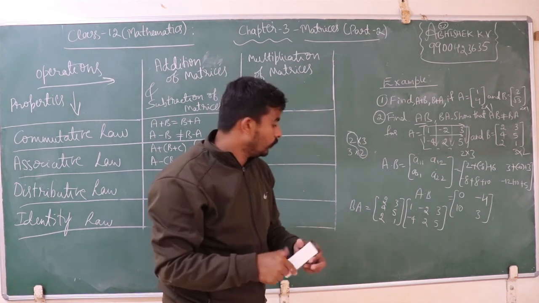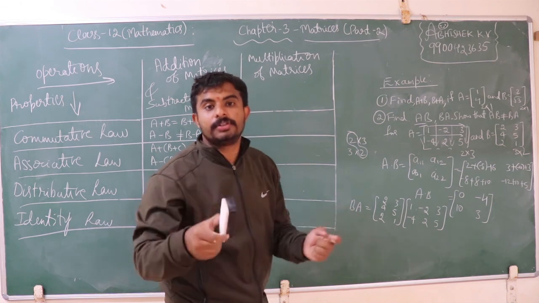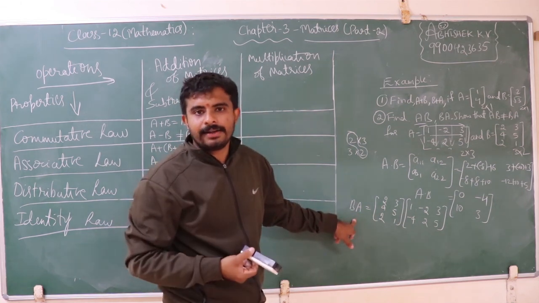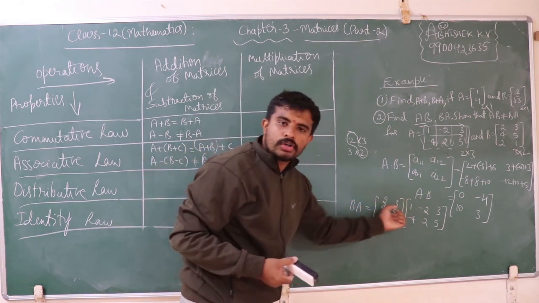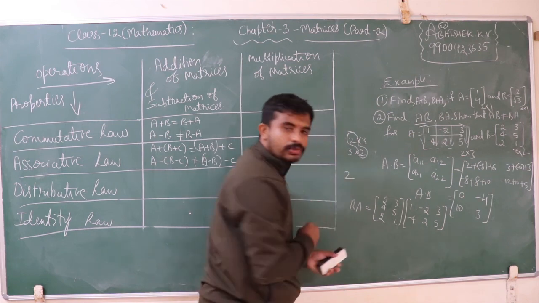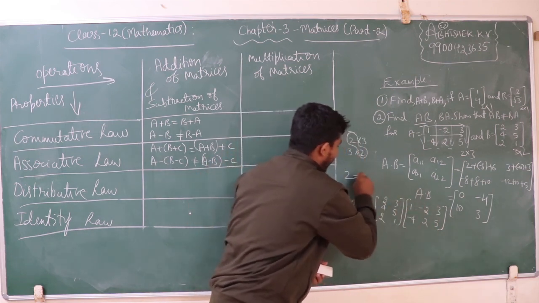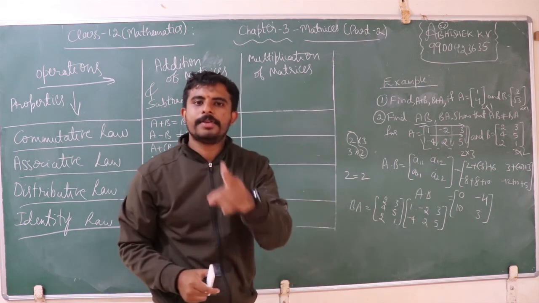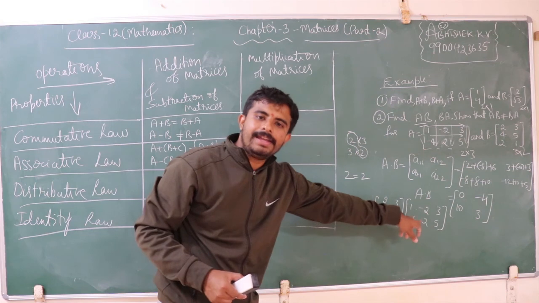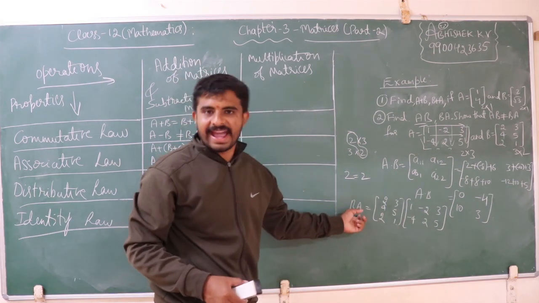First step is to check whether the number of columns of the first matrix is equal to the number of rows of the second matrix. The number of columns of B is 2. The number of rows of the second matrix A is 2. Since the number of columns of the first matrix B is equal to the number of rows of the second matrix A, we are eligible to do BA also.